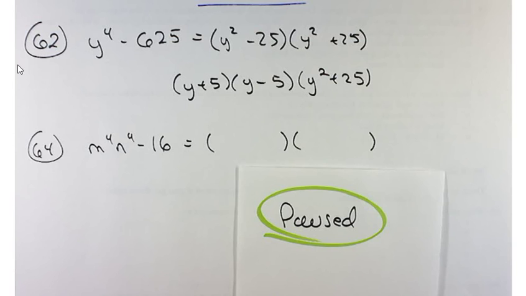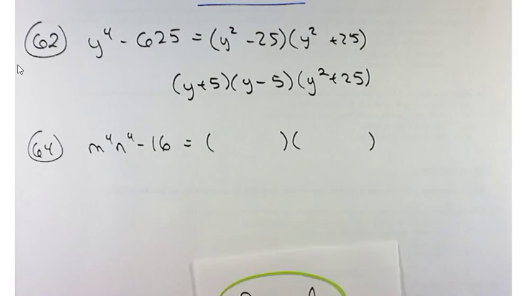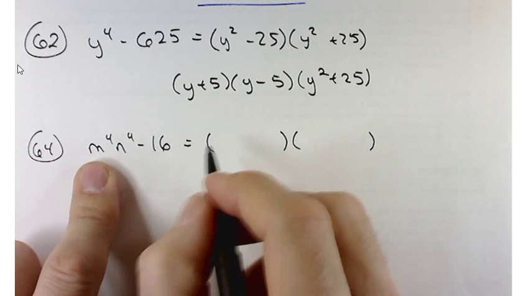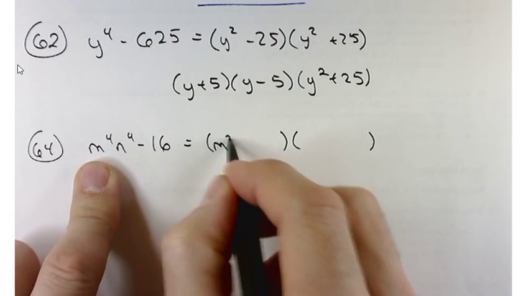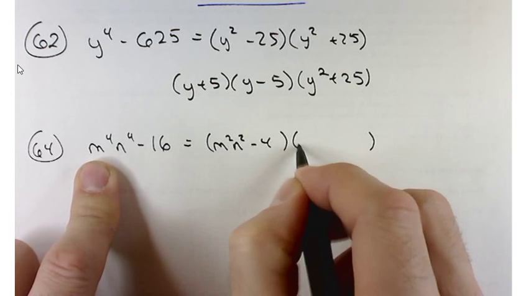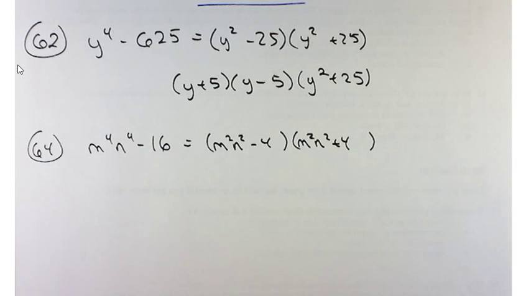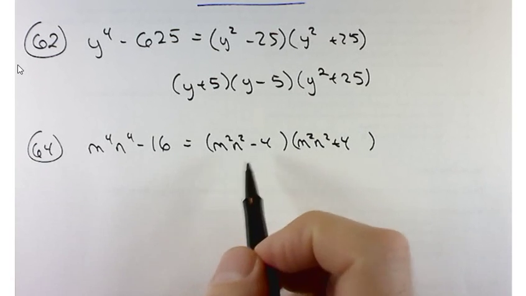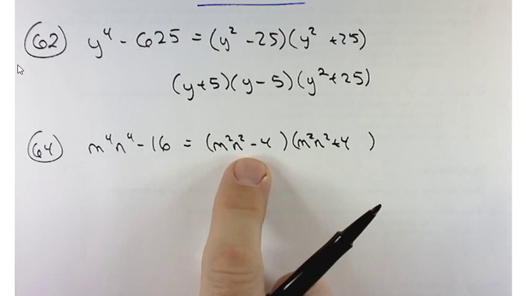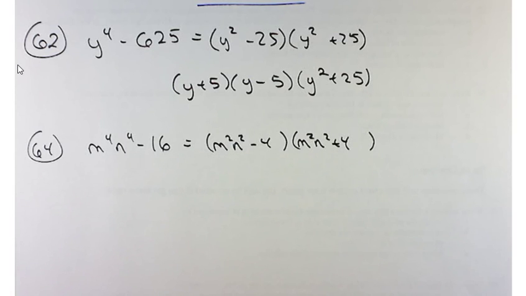Andrew, start us out, please. What's the first step going to look like? Good. So m squared n squared minus 4, m squared n squared plus 4. Cool. But we can keep going, right? The first one here is again the difference of squares. So this one stays the same, but this one's going to continue to factor: mn minus 2 and mn plus 2. This one stays the same.